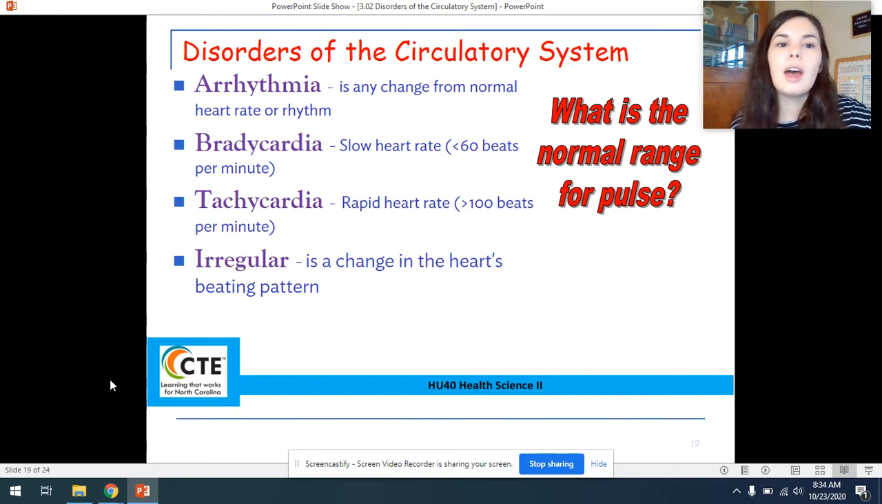Okay, so next we have different arrhythmias. An arrhythmia is a change from the normal heart rate or rhythm. So really anything outside of the normal is an arrhythmia.